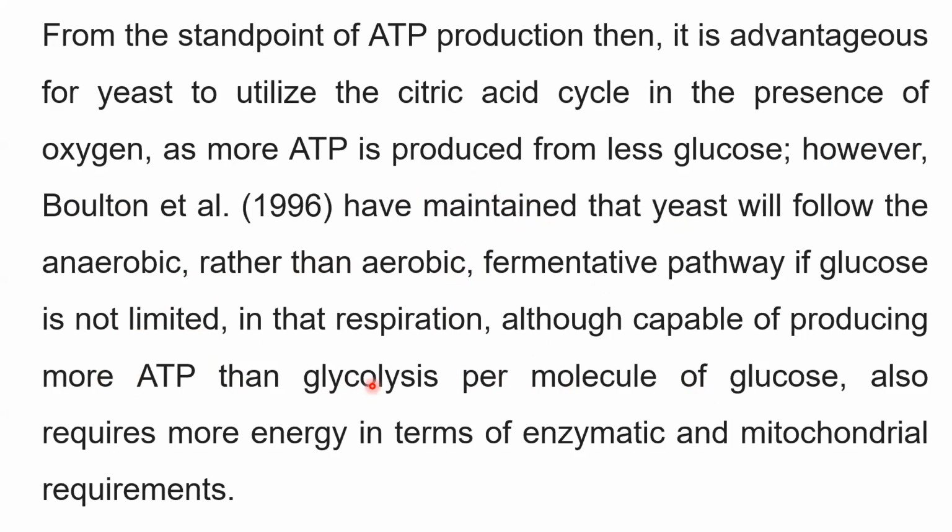The main aim of an organism is to produce ATP, because ATP is the energy source. So when to go for the fermentative process, or when to go for glycolysis plus the Krebs cycle, it decides on the concentration of glucose and the oxygen concentration. Also, it requires more energy in terms of enzymatic and mitochondrial requirements.